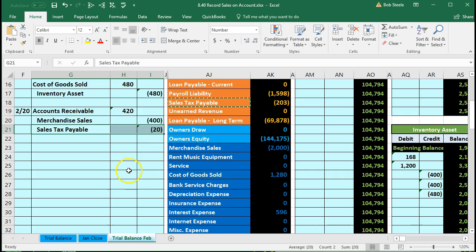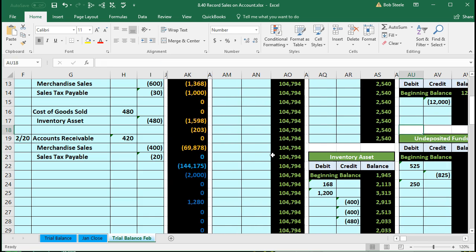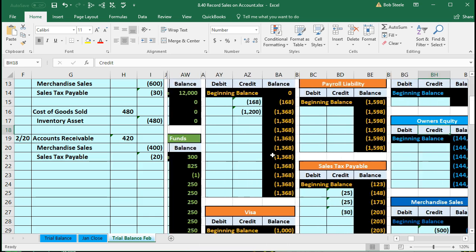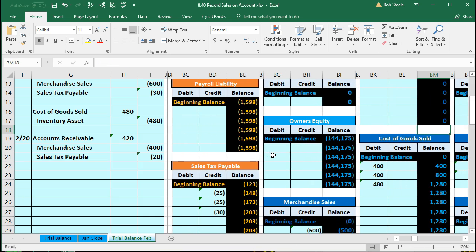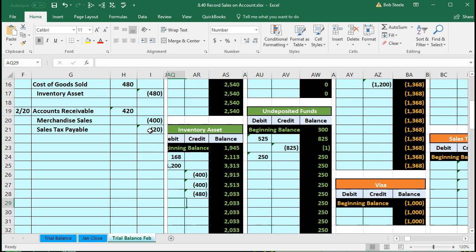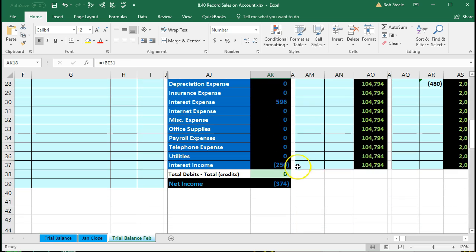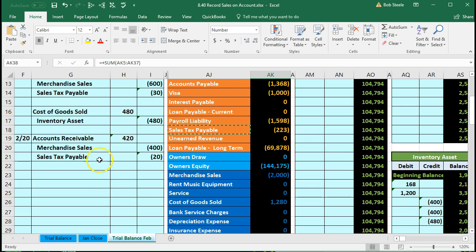Here's the sales tax that we're going to post. There's where we're going to post it. It's on the general ledger in the same location. So let's scroll over to that location, going right, and then we'll scroll down. There it is. It's in BD28. So we're going to say BD28 equals, point to that $20 increase in the 203 to 223. Scrolling back, I should see that 223 on the trial balance. I'm pretty confident it's going to be there. There it is. We should be back in balance. Yes, we are. We've recorded the first half.